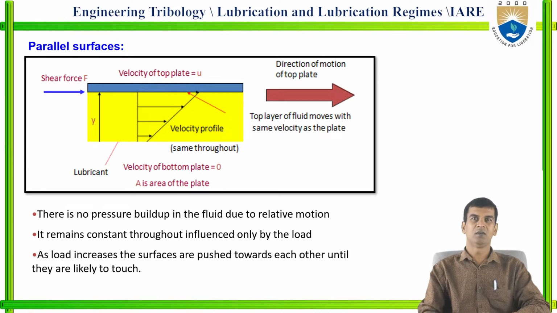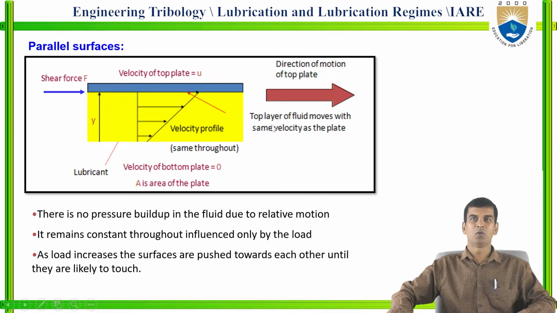Now you can see the parallel surfaces here, and how the lubricant is present between the two surfaces. You can see the two plates over here, plate 1 and plate 2. Here is the velocity profile, and this is the distance. The entire yellow region is the lubricant. The velocity of the bottom plate is 0, and A is the area of the plate. At the top, the velocity of the plate is u. The shear force is F, and the direction of motion of the top plate is in this direction.